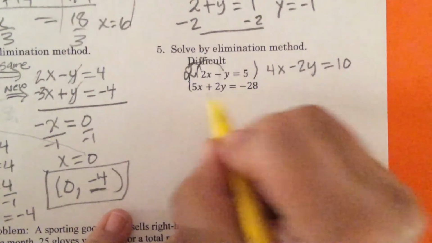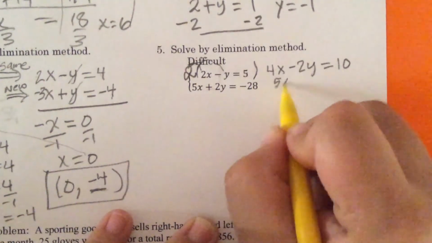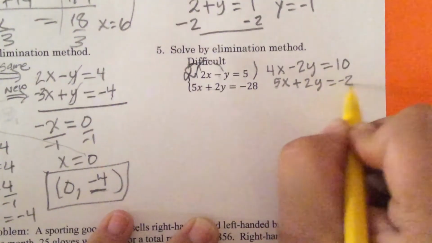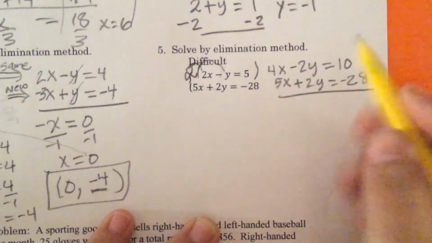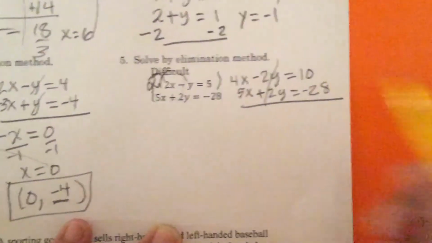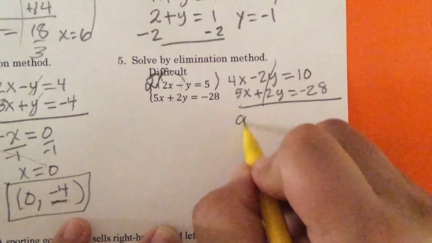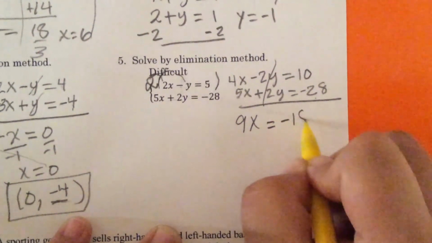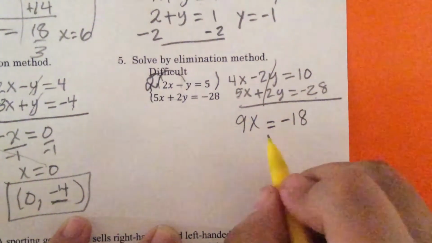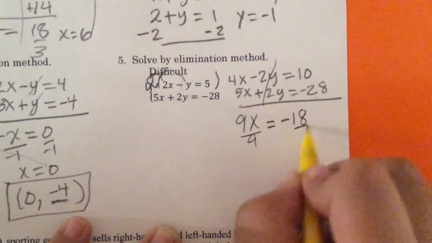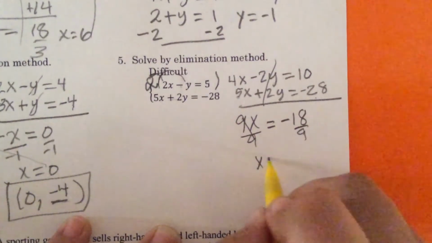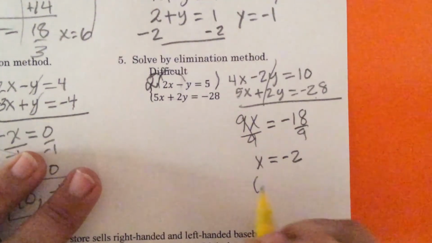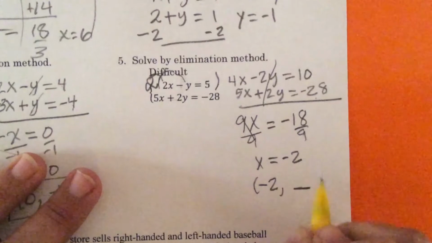Okay, then this one's going to stay the same. I'm just rewriting it. 5x plus 2y equals negative 28. So then the 2's cancel. 4 plus 5 is 9x equals 10 take away 28 is negative 18. And then divide by 9. So then x is equal to negative 2. So right now I just know my negative 2. I need to find my y.